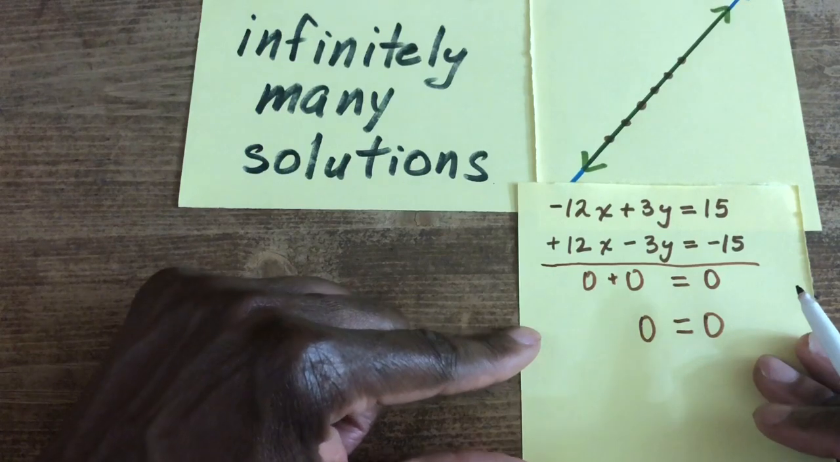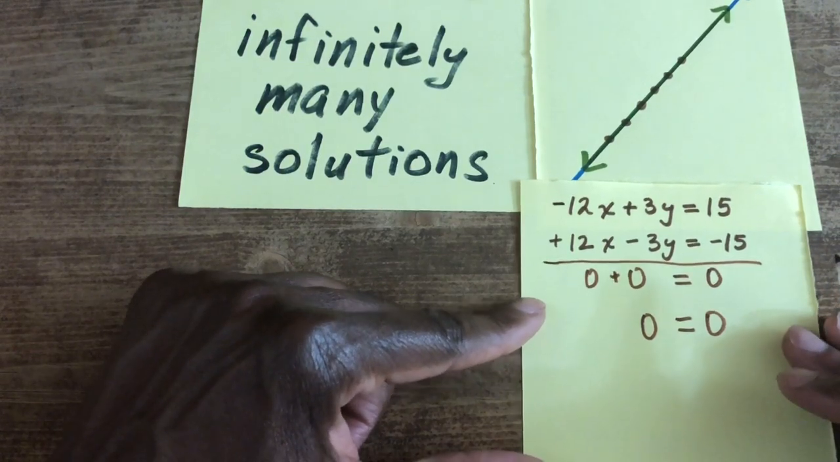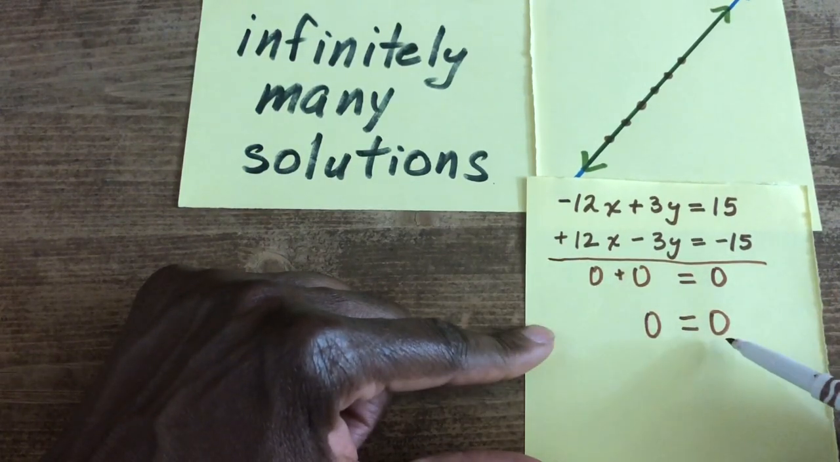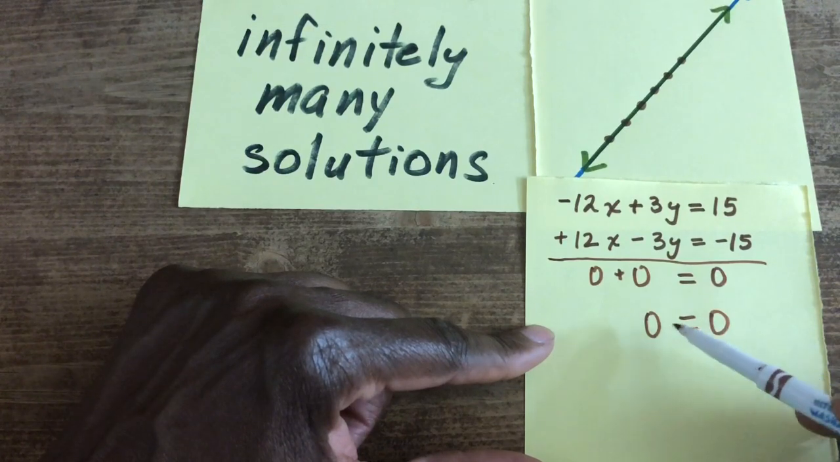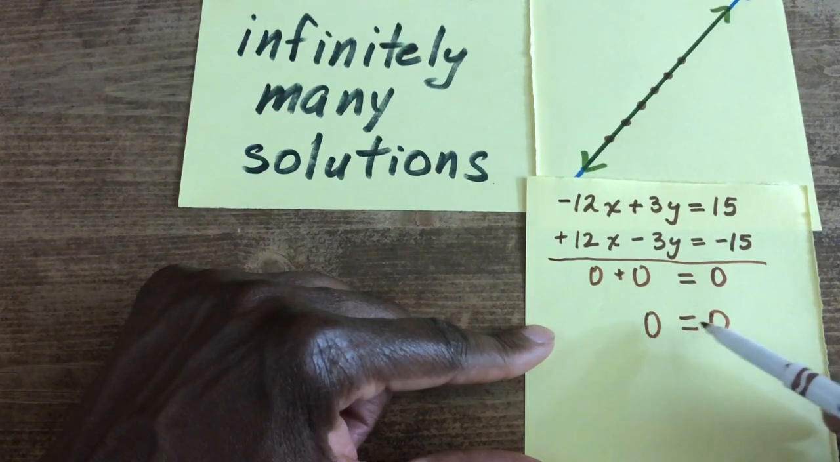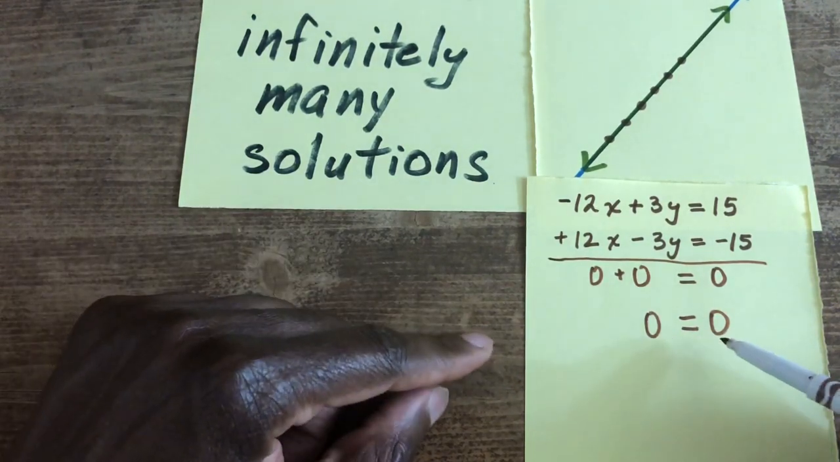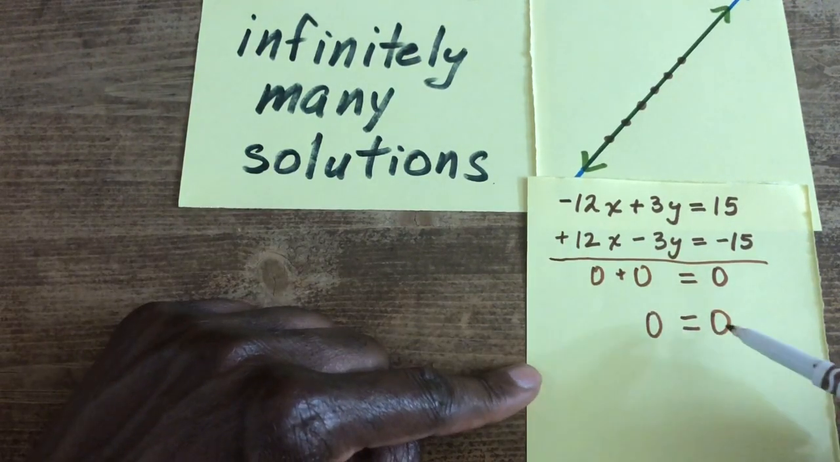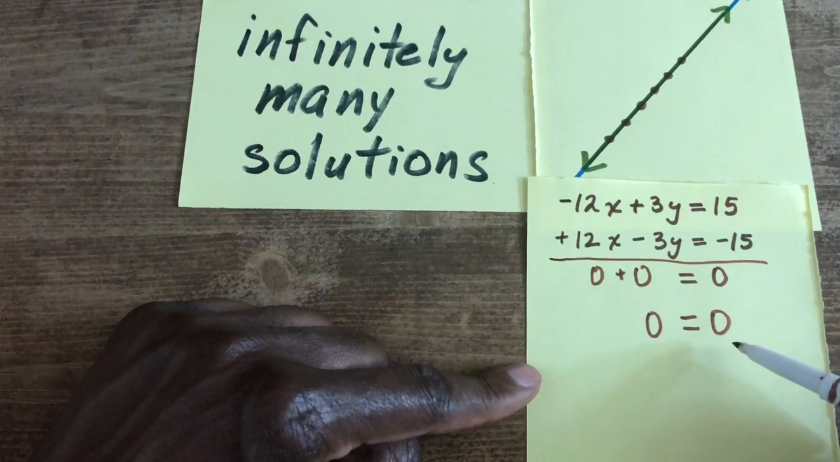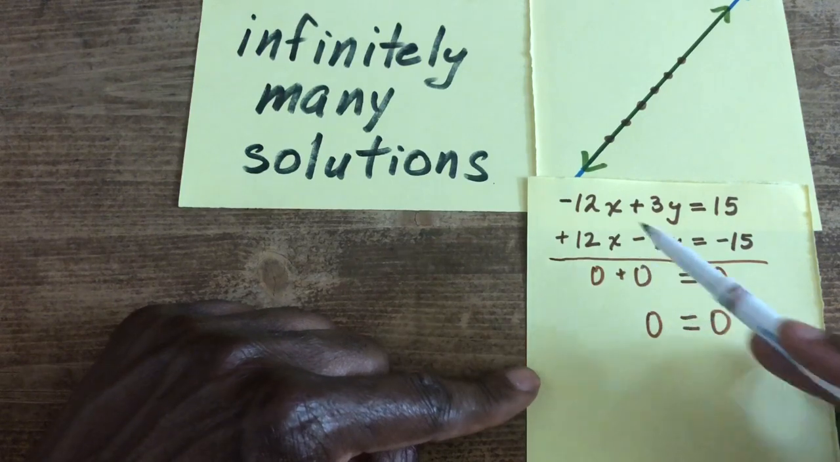This is what we see when it's infinitely many solutions. We know 0 is equal to 0. So it will have something where it's 0 is equal to 0. Notice we have no x values, we have no y values, just a number equal to that same number, in this case 0 equal to 0. That is infinitely many solutions.